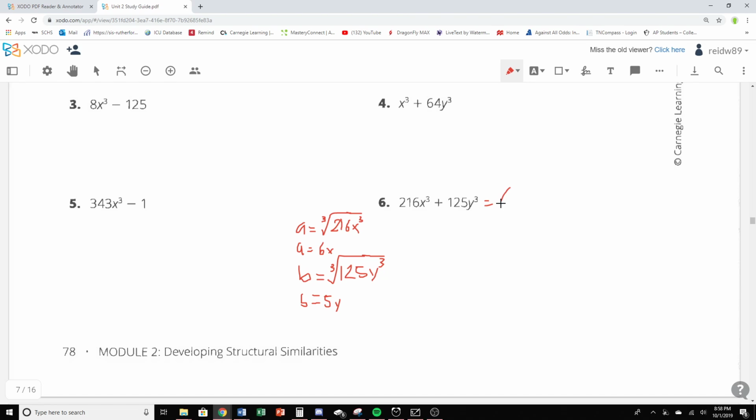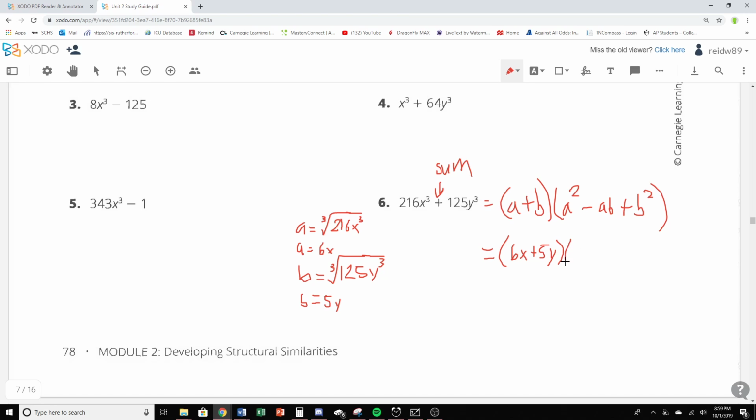So this is a sum. I'm just going to write out the form. You have the same sign, you have the square, and you have the opposite sign. You have a times b, and then you have that one. Okay, that's what it's going to look like. So we're going to do a plus b, so that's 6x plus 5y.